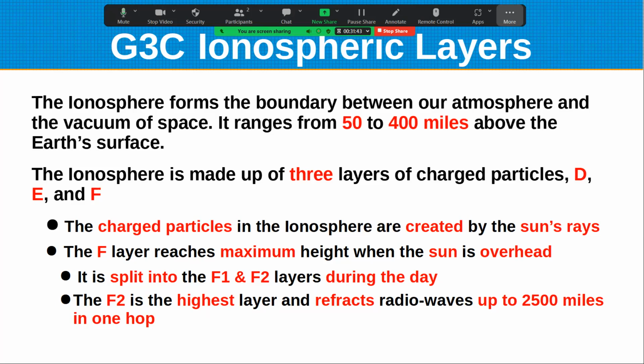The D layer is much denser, so that's why it absorbs more, but it's getting less radiation. So it absorbs more than it reflects or refracts. It's not very good for propagation. With the F2 layer at the top, you can get up to 2,500 miles in one hop. So it only takes 3 or 4 hops to get halfway around the world.